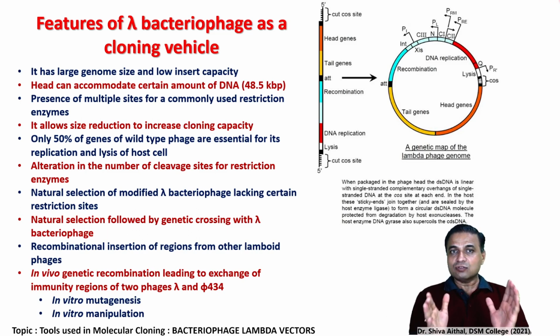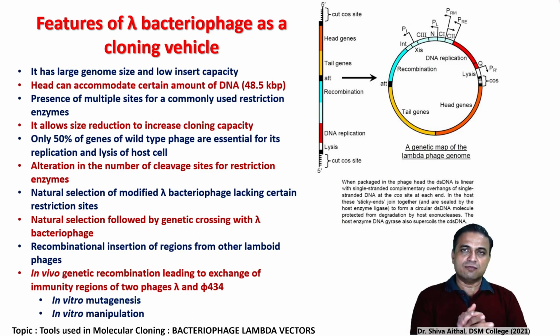Then it allows alterations in the number of cleavage sites for restriction enzymes. There are multiple restriction cleavage sites in it, which makes it an excellent tool for molecular cloning. Then natural selection of the modified lambda phage which lack certain genes can be made. Means you can naturally select its original feature, like the plaque formation on the plate. Then recombinational insertion of regions from other lamboid phage can also be done.